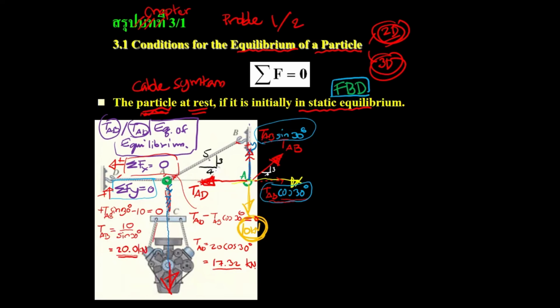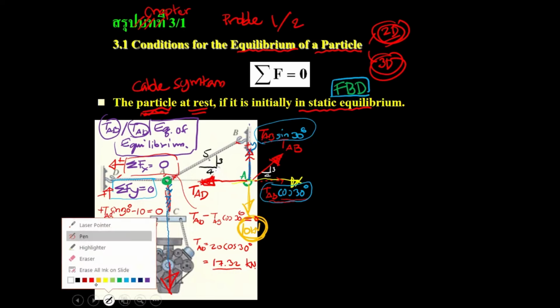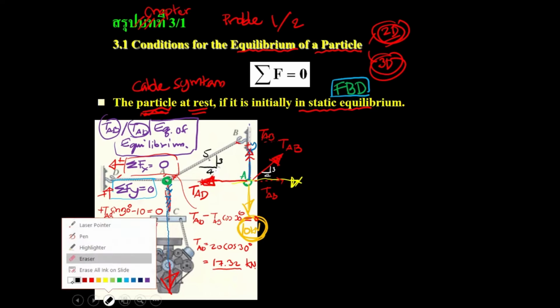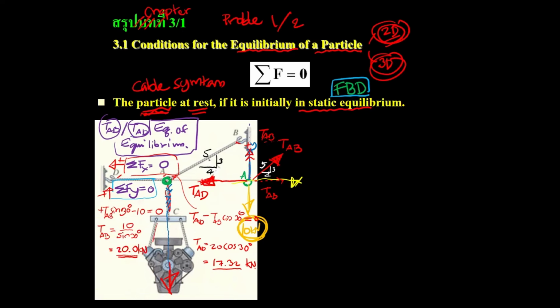Then you have this one to be 3, 4. And then what is going to be changed again? The sine and cosine must be changed because we don't have 30 degree, but we have 3, 4. Since this one is 3, 4, this one is supposed to be 5, right? Then what is going to be changed again? The component of the force over here, from the light blue change to the white.